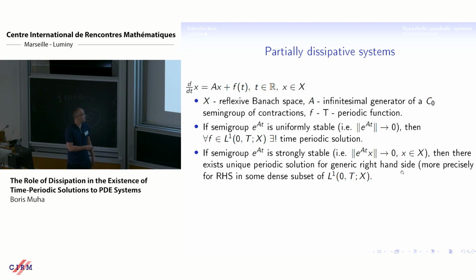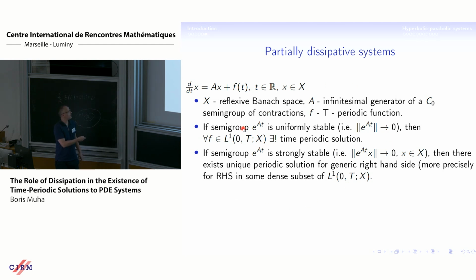More precisely, if you have a right-hand side in some dense subset of L1 to X. And the point is there is no characterization of this set. It goes through some ergodic theory, so somehow you cannot get a characterization of this set from this result. But now the question is, in which case are we?